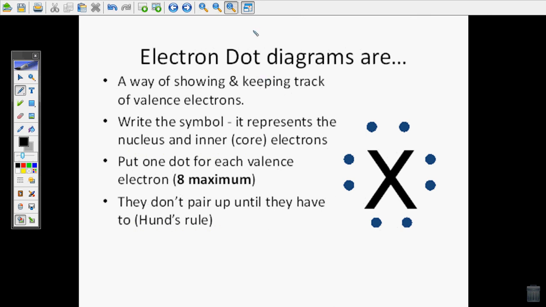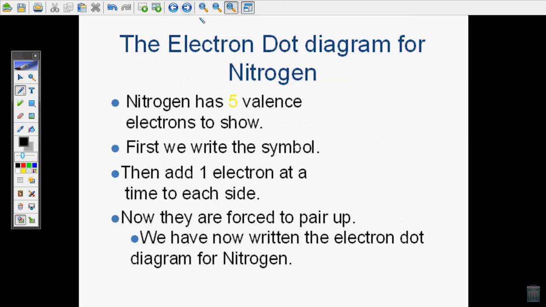Electron dot diagrams are a way of keeping track of your valence electrons. So you write your symbol, and then you put your dots around it, 1 for each valence electron, and remember they don't pair up until they have to. That's Hund's rule. So let's do nitrogen. Nitrogen has 5 valence electrons because it's in group 5A, so we write the symbol nitrogen, and then 1, 2, 3, 4, 5.